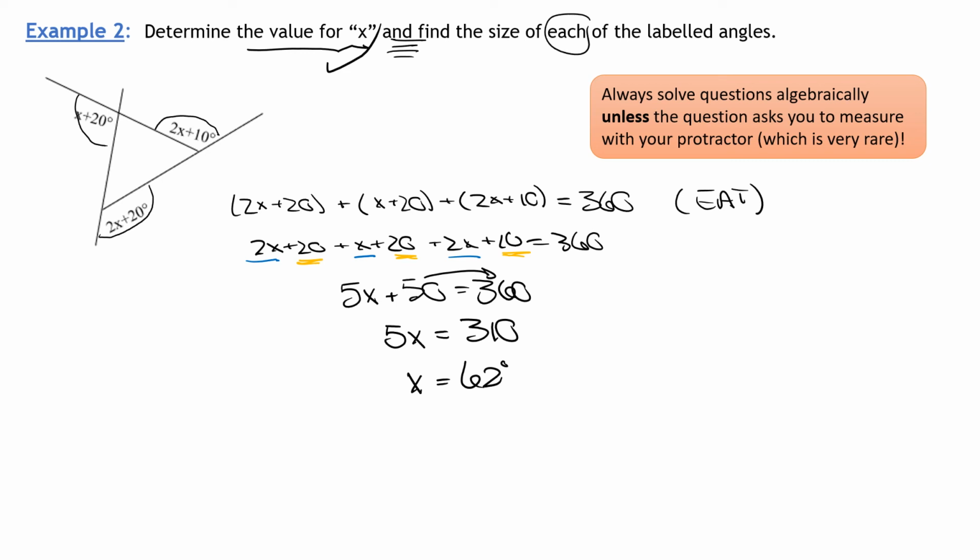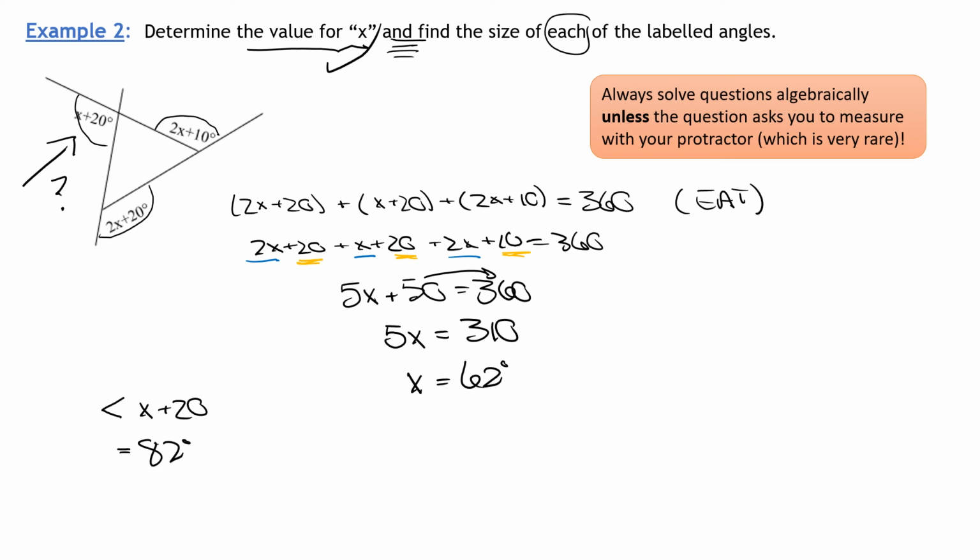So if x is 62, what does this angle measure right here? I'm going to draw a little angle symbol here. The angle that was listed as x plus 20. Lots of times you have letters and you could put angle A there, whatever your letter was, but I don't have any letters here. So the angle that was x plus 20 is equal to 62 plus 20. So 62 plus 20, I'll just put it underneath here, 82 degrees. That's one angle.